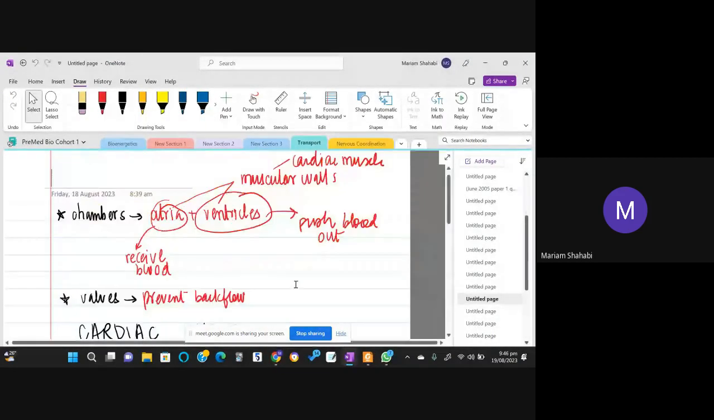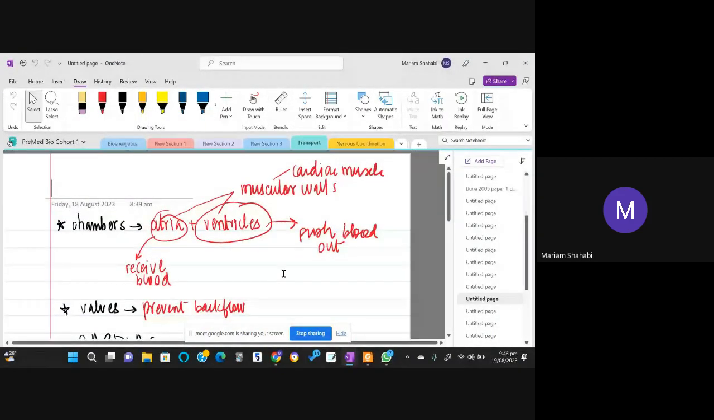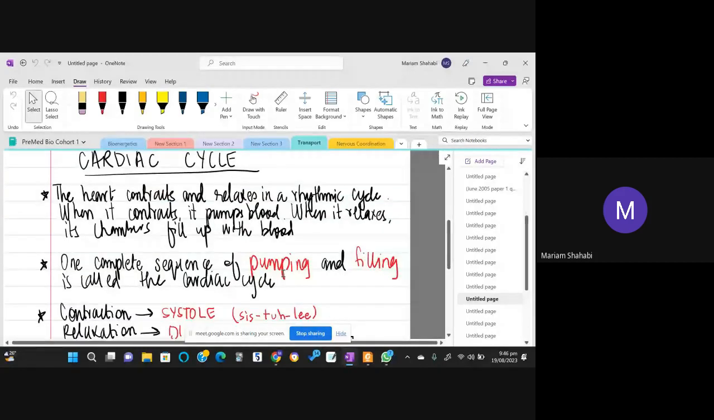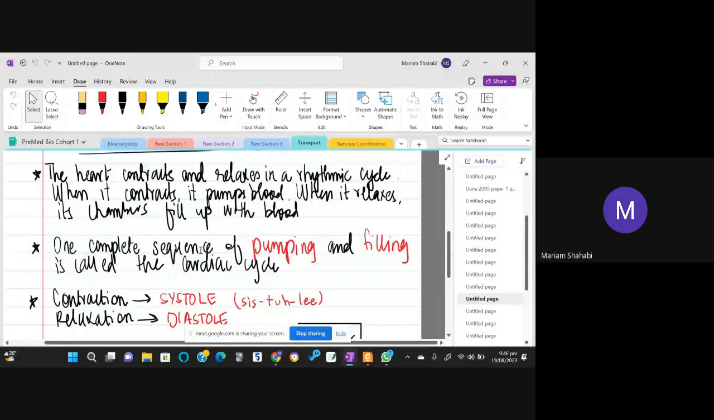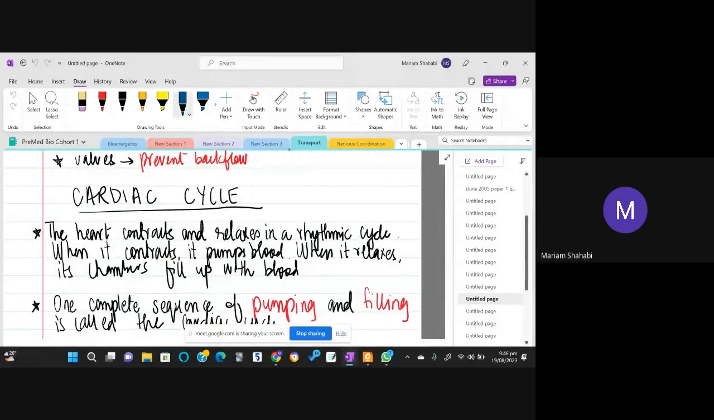Okay. Let's move on. I've discussed this. So the cardiac cycle. The heart will contract and relax in a rhythmic cycle. Okay? It is a cycle and it is rhythmic. Contraction and relaxation ka ek cycle hai. When it contracts, it pumps blood. When it relaxes, its chambers fill up with blood.